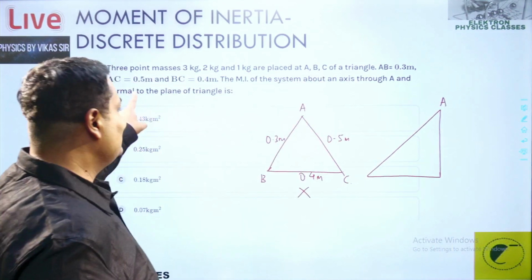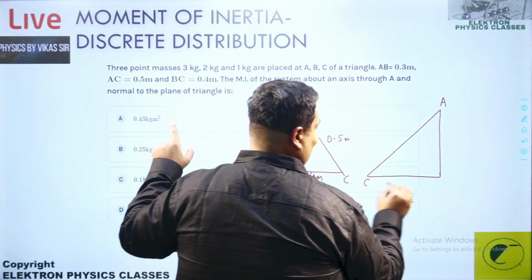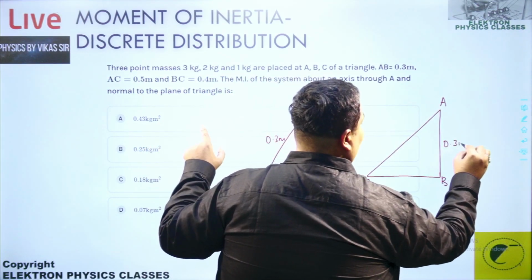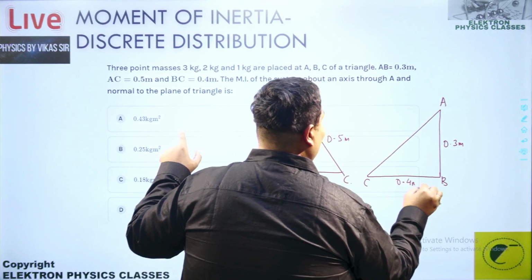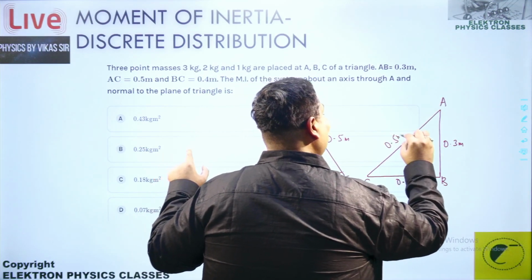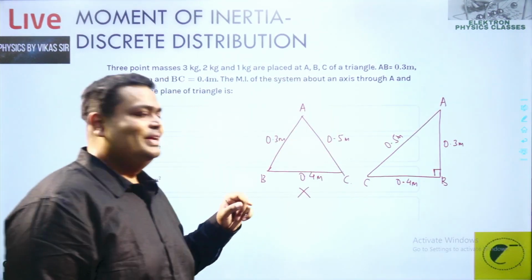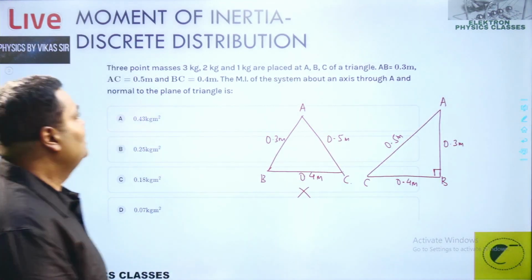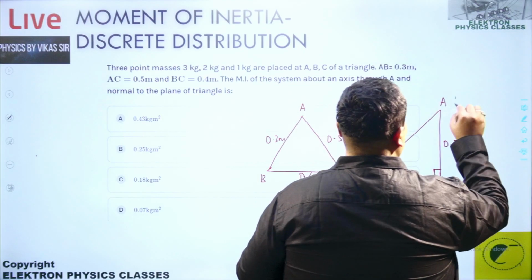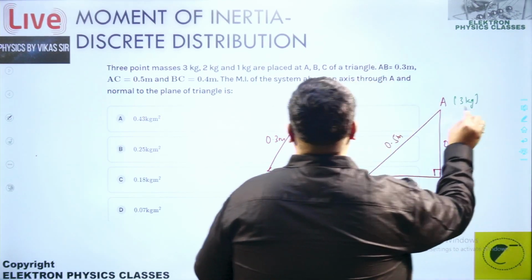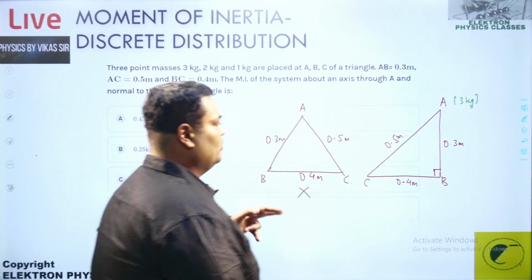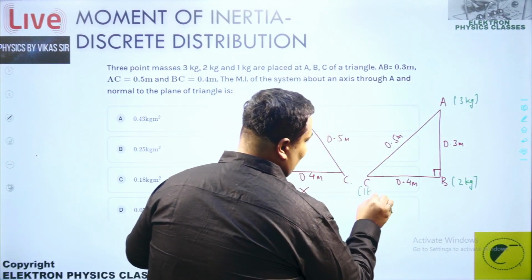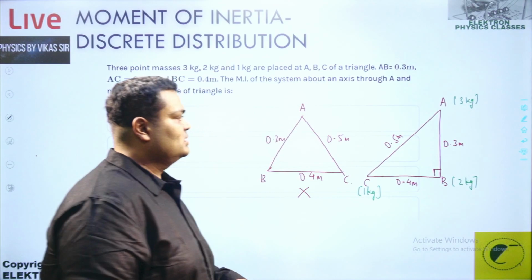So that's the triangle. Who is A, who is B, who is C? Check that. AC is 0.5, so this has to be C and this has to be B, where AB is 0.3 meter, this is 0.4 meter, and AC is 0.5 meter. And this angle is 90 for sure. And then we have the masses. Let's see where the masses are kept. At A, we have a 3 kg particle. At B, we have a 2 kg particle. And over here, we have a 1 kg particle. That's all, and this is the construction.